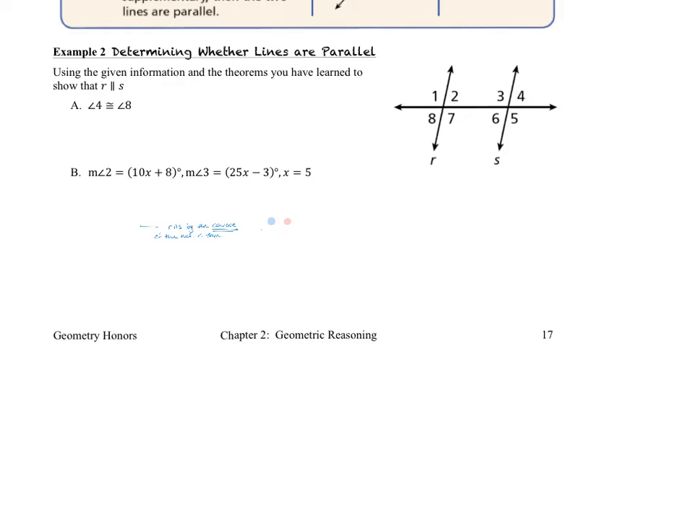Well, same side interior angles are supposed to add up to 180 degrees. So if I plug in this 5 into both spots, we get 50 plus 8, which is 58 degrees. So the measure of angle 2 is 58 degrees. And the measure of angle 3 is equal to 25 times 5, which is 125, minus 3 is 122. And if we add these up, 122 and 58, you'll see that we get 180. And 180 degrees is what we wanted for same side interior.